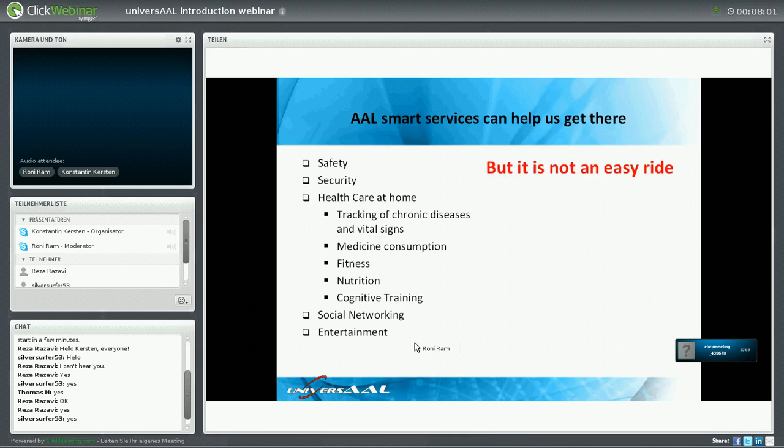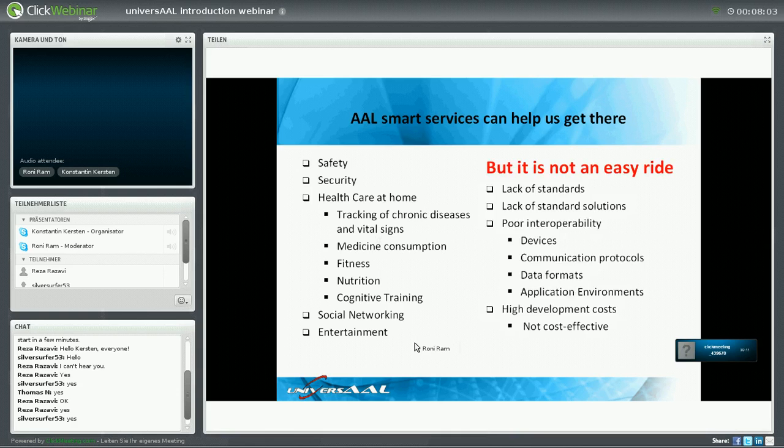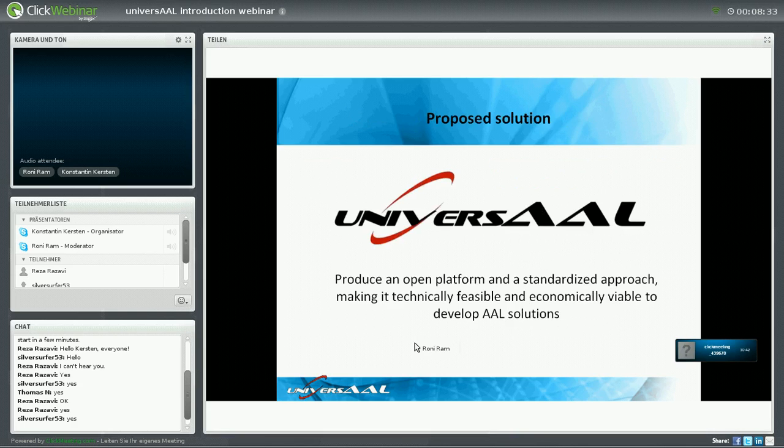So this is a very nice vision, but the problem is that it is not an easy ride, because there is a lack of standards and lack of standard solutions for AAL. There is poor interoperability, many proprietary systems that do not interact with each other, and this is because there are many devices and software applications that use different communication protocols, data formats, and APIs. And all of these factors cause high development costs, and the meaning is that it is not cost-effective to develop solutions for the AAL domain.